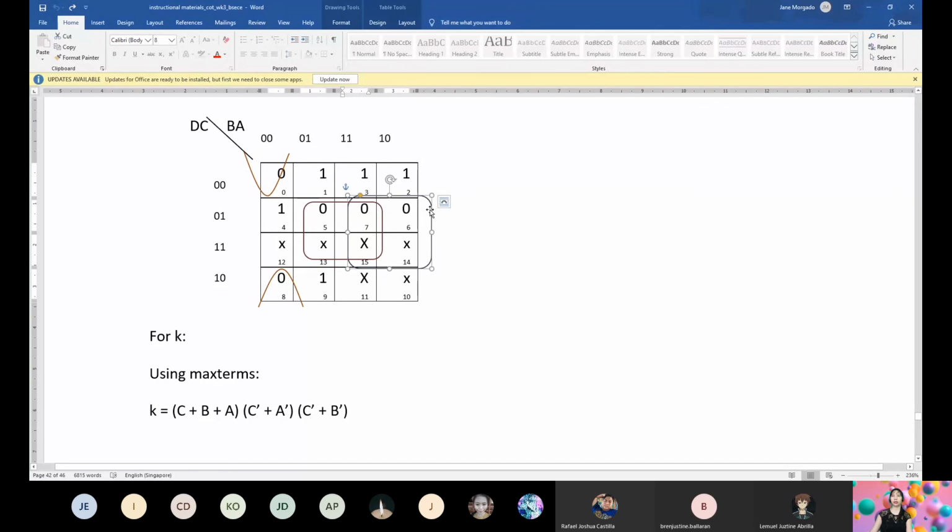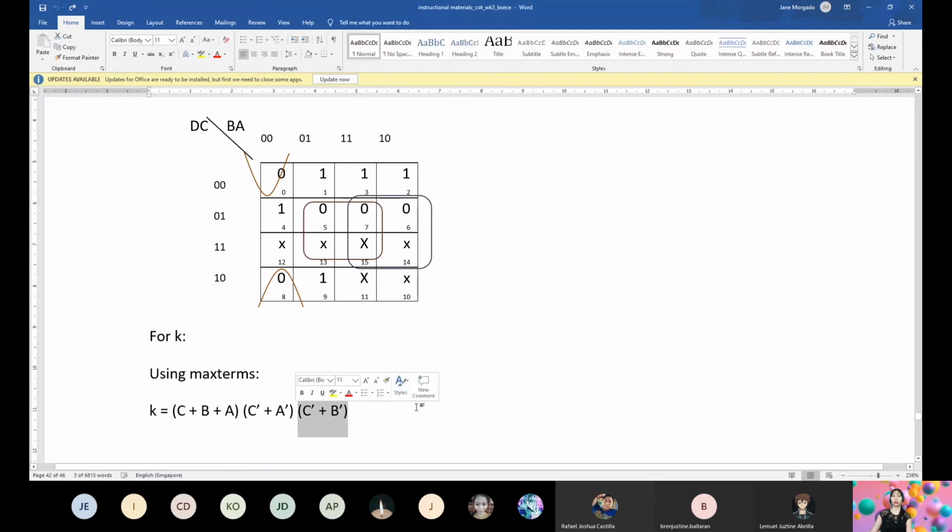So for DC, for this loop, D is 0, 1, cancelled. C is 1, 1, so C is 1, C prime. For BA inputs, B is 1, 1, so B is 1, and for A, 1, 0, cancelled. So for this loop, we have C prime plus B prime.